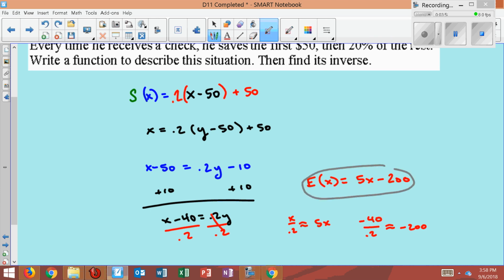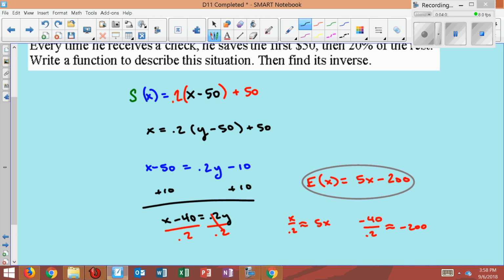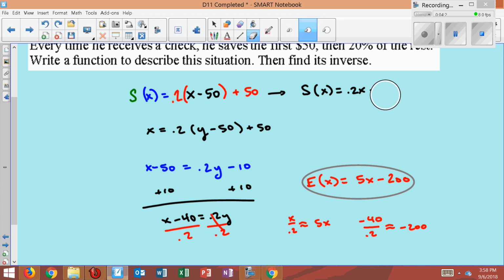I will check that again here in a second. But first, what I am going to do is simplify this over here, and I'm going to say the function for saving is, if I distribute this, I'd have 0.2x. And when you multiply that, you get negative 10. And then plus the 50. I combine those together, I get positive 40. Okay, let's check and see if these are inverses of one another.